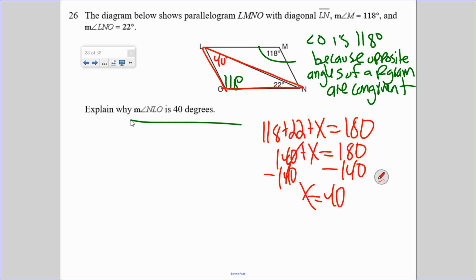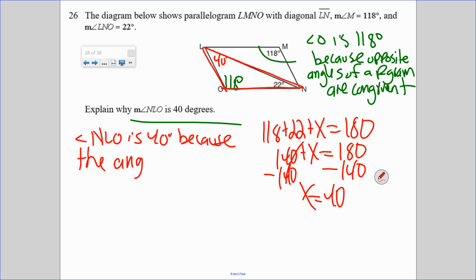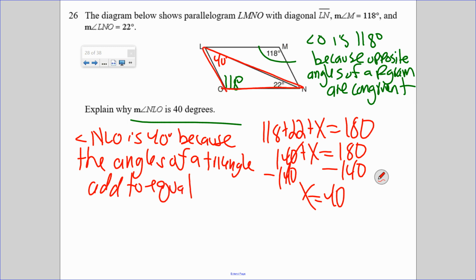So angle NLO is 40 because, well, the angles of a triangle add to equal 180. Do I have to explain it in words? Yes, that's what explain means. Not bad. Not bad at all.